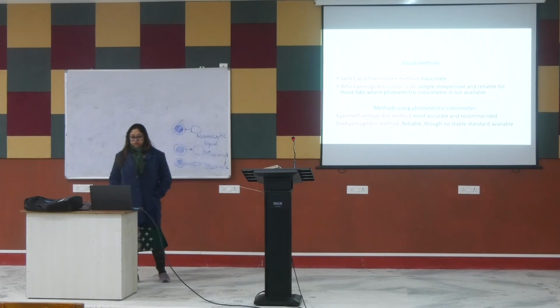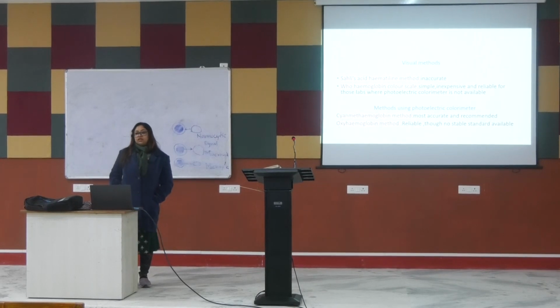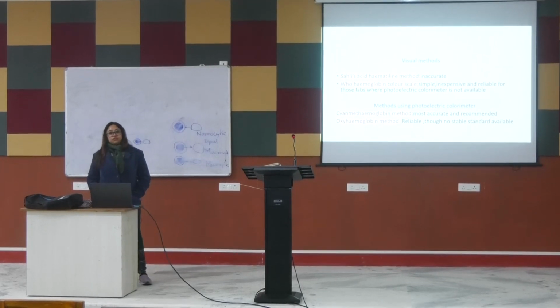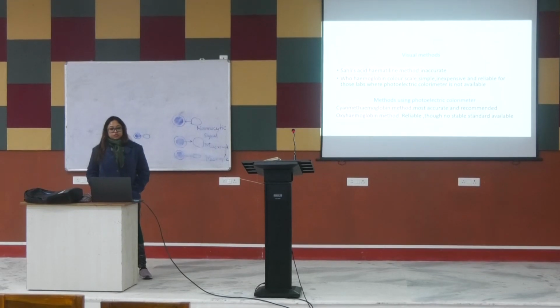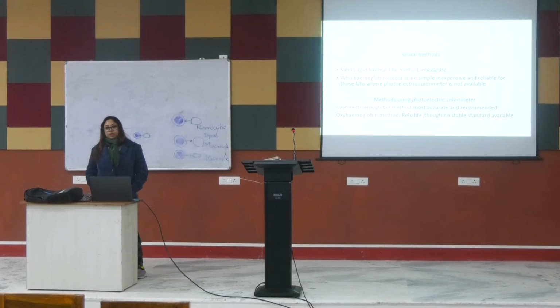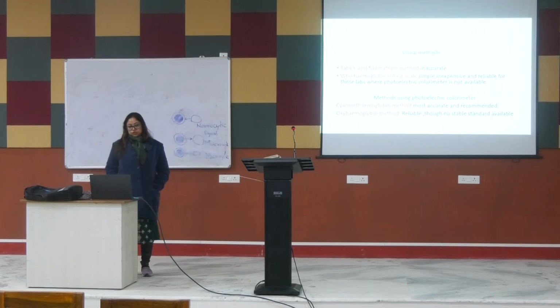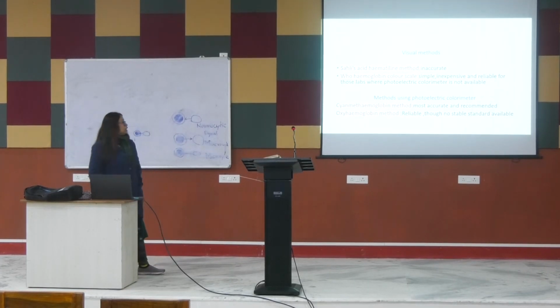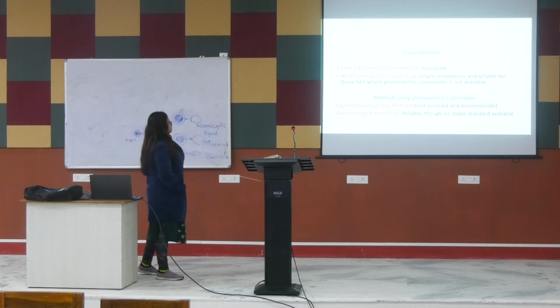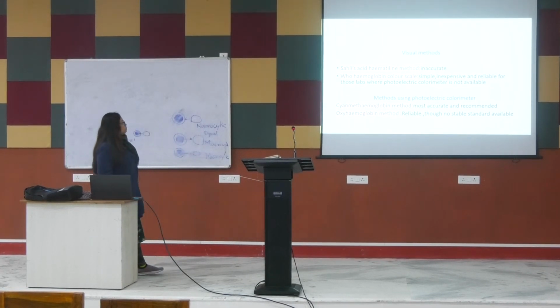এরপর আসি ভিজুয়াল মেথড। ভিজুয়াল মেথড কি? Sahli's acid hematin method. It is inaccurate and just for theoretical knowledge, not practically done. We are coming to the WHO hemoglobin color scale. It is very simple, inexpensive and reliable for those labs where photoelectric colorimeter is not available.